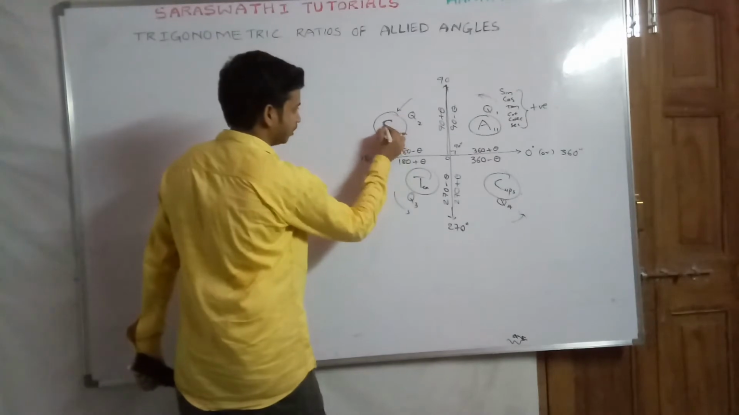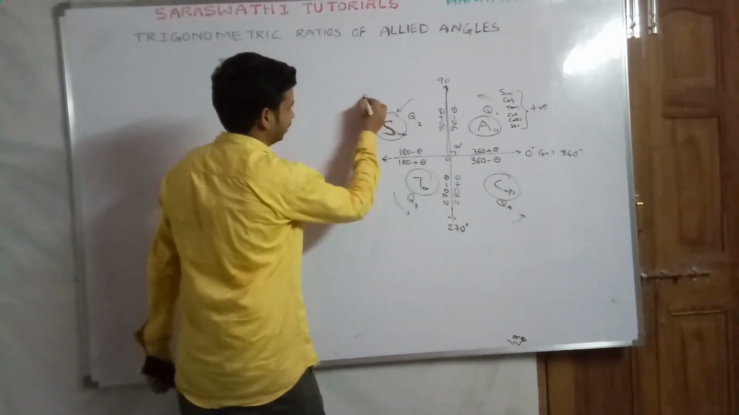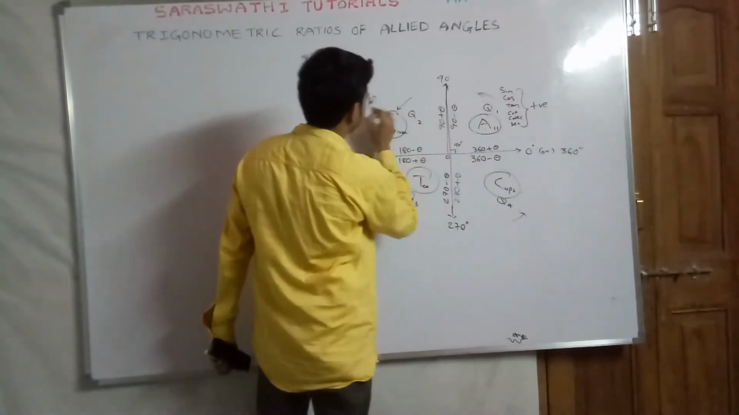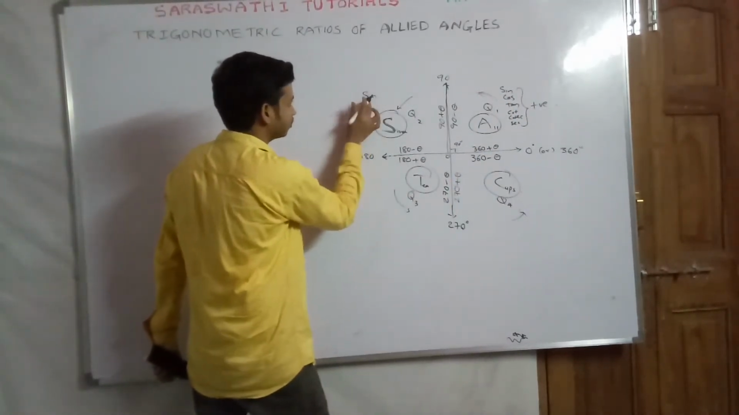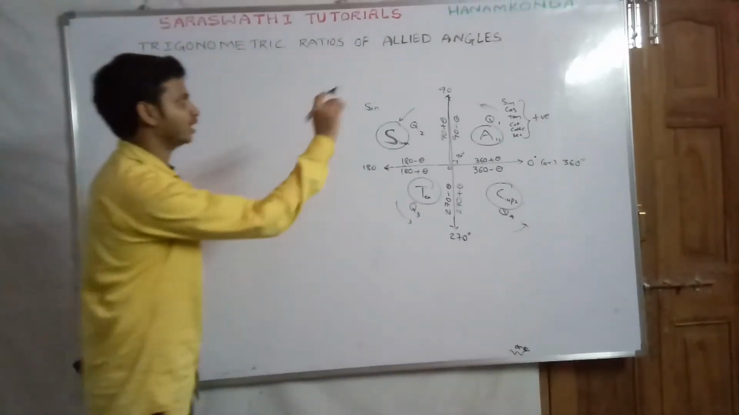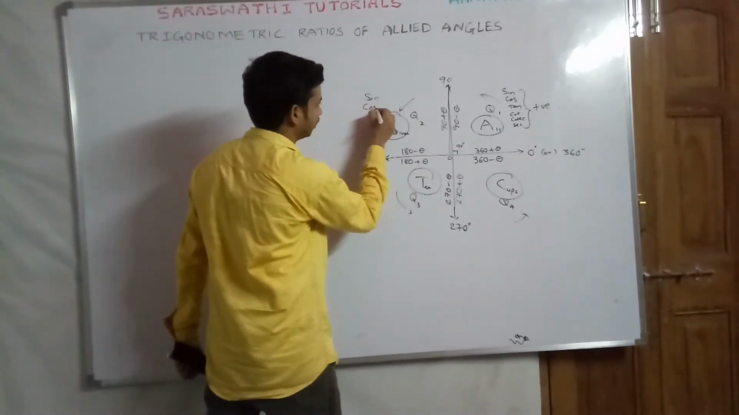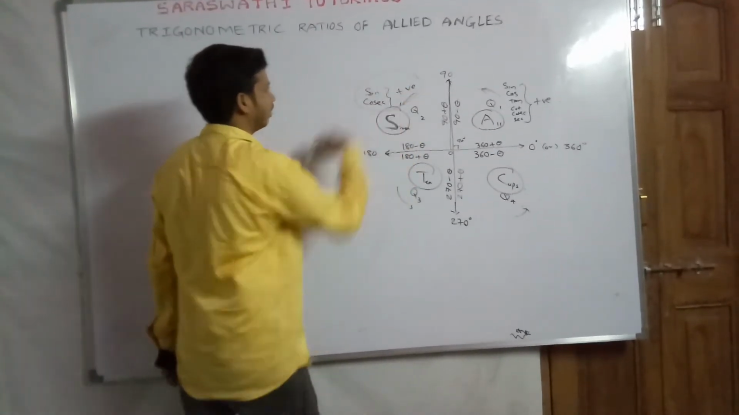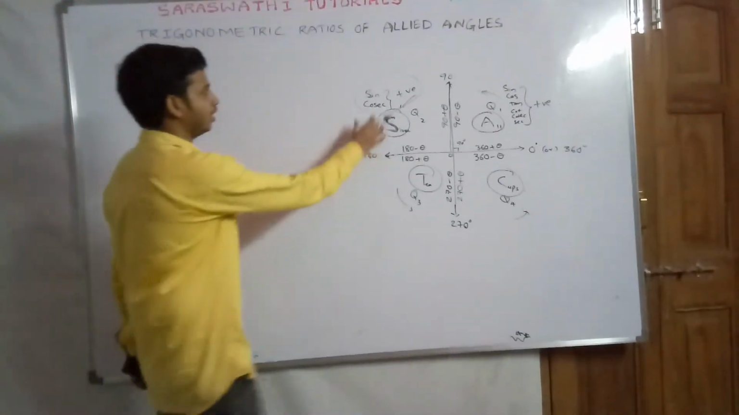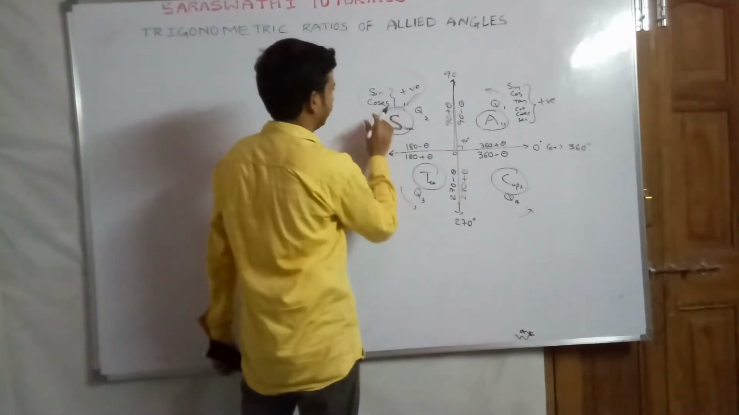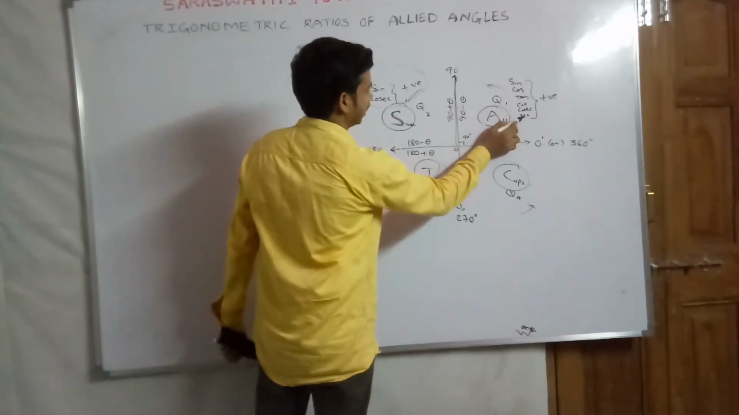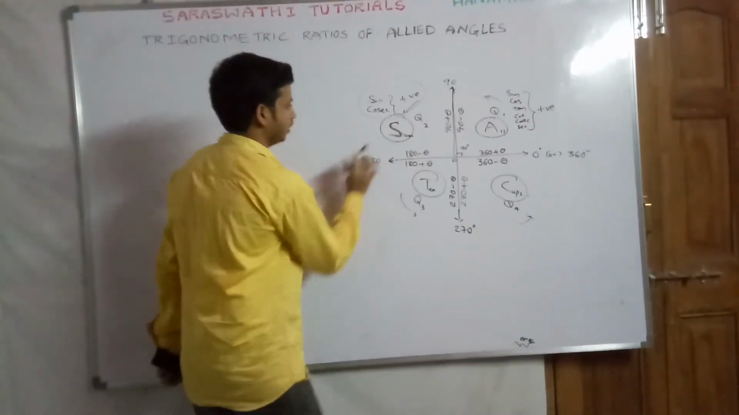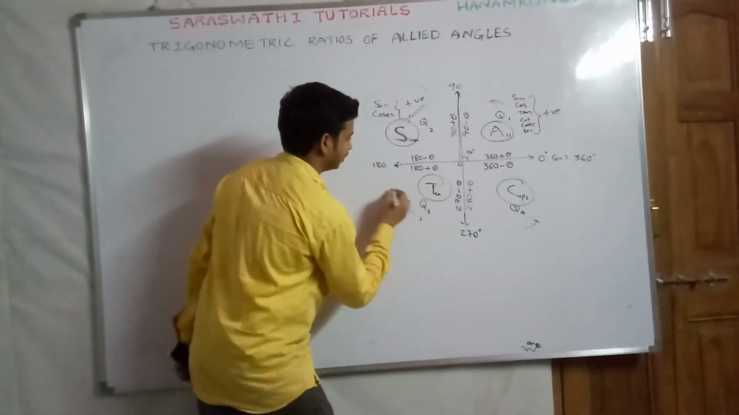Next, Silver, that means S. The trigonometric ratio with S is sine. So sine and its reciprocal, 1 by sine, which is cosec, are positive. In the second quadrant only sine and cosec are positive, and the remaining trigonometric ratios, that means tan, cot, sec, cos, are negative.